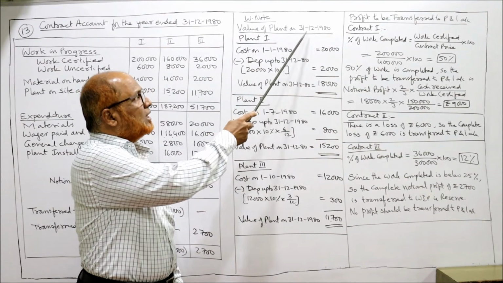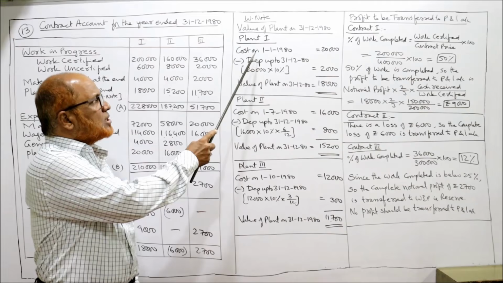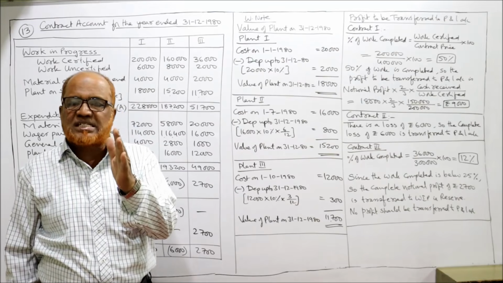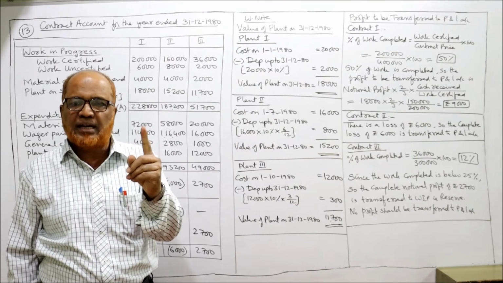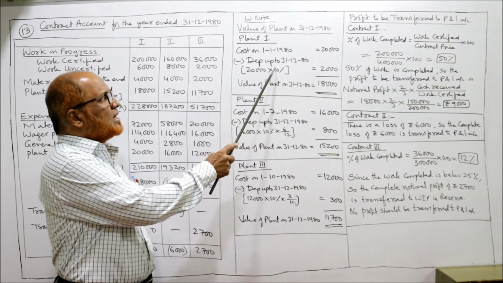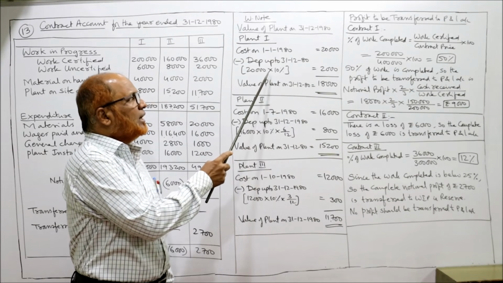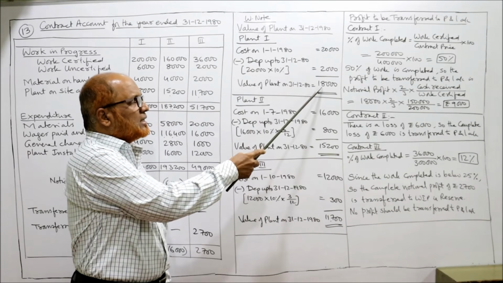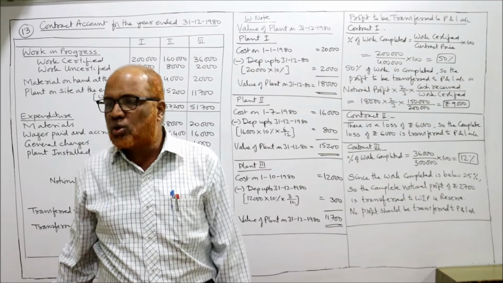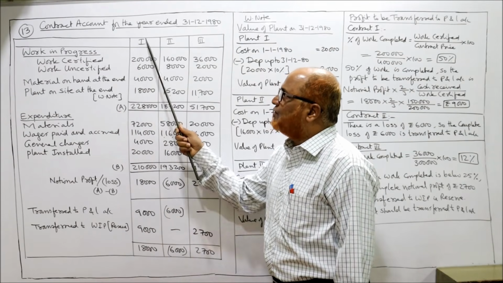Working note, value of plant on 31st December 1980. Plant number 1, the cost on 1st January 1980 was 20,000. The first contract was started on 1st January 1980. So at that time, the value of the plant was 20,000. Less depreciation up to 31st December 1980, end of the year. So for 1 year depreciation, 20,000 into 10%, 2,000. Subtract, 18,000 is the value of the plant in first contract. So I have taken here 18,000. Plant on site at the end is 18,000 for contract 1.